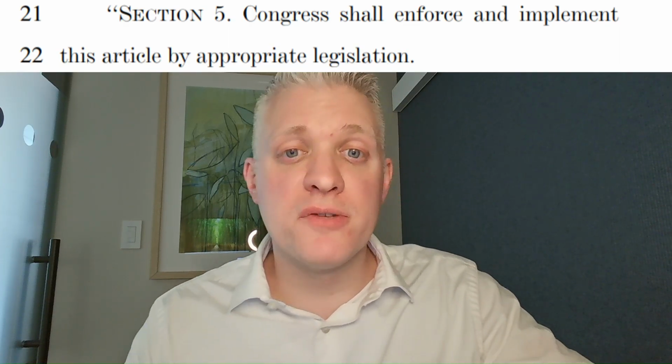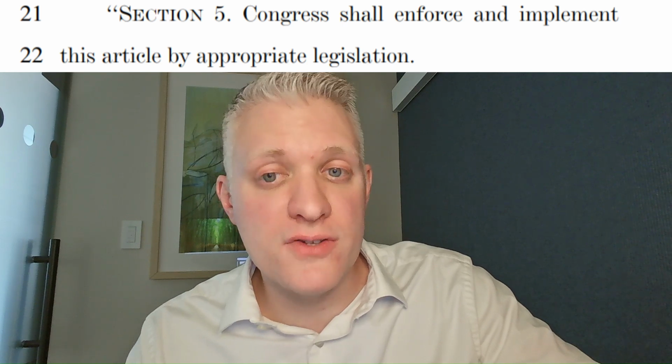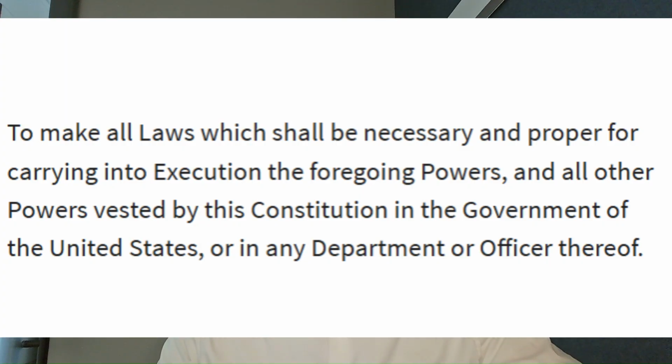Okay, moving on to Section 5. Congress shall enforce and implement this article by appropriate legislation. This is just the authorization to do implementing legislation. It probably isn't necessary. I mean, we have the necessary and proper clause in Article 1, Section 8, Clause 18 of the Constitution, but there's a number of other constitutional amendments that exist that have that language or something pretty close to it in there, so absolutely no problem there.